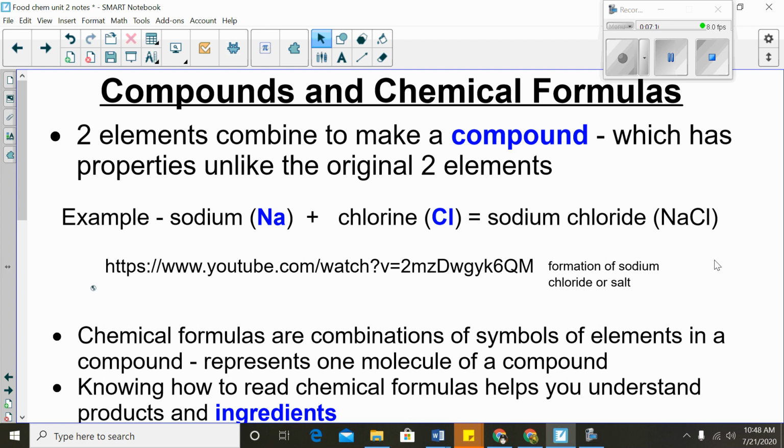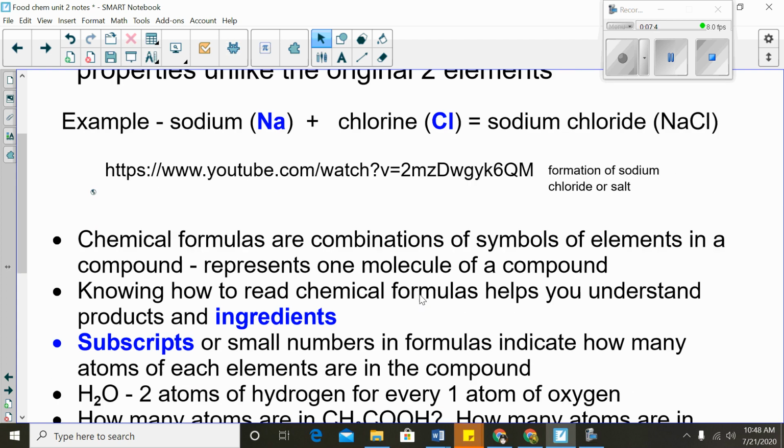Now, how do you get a solid and a gas making that solid sodium chloride? That sodium chloride is now quite different from the two elements that you started with. So that's the beauty of chemistry, right? You can put elements together and get a new product. Now, if you'd like to actually see how this is done, I will post this video as well. This is the formation of sodium chloride or salt from these two elements.